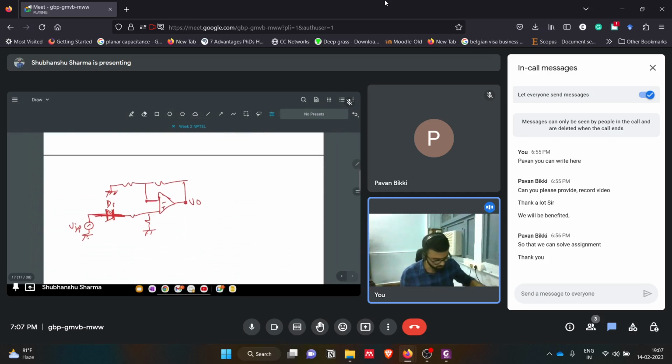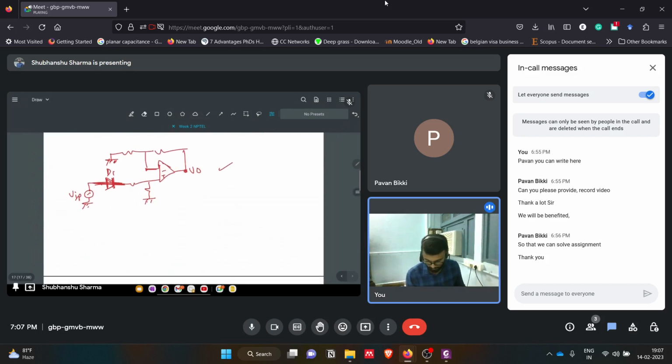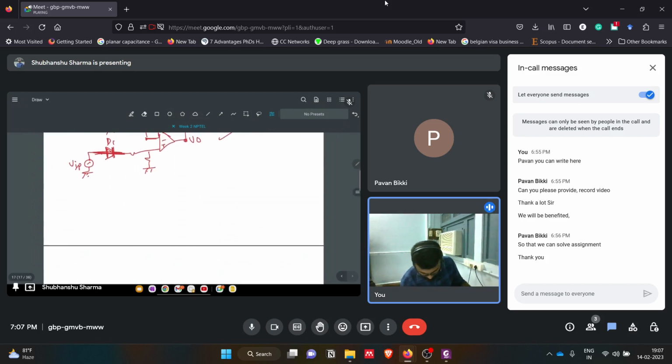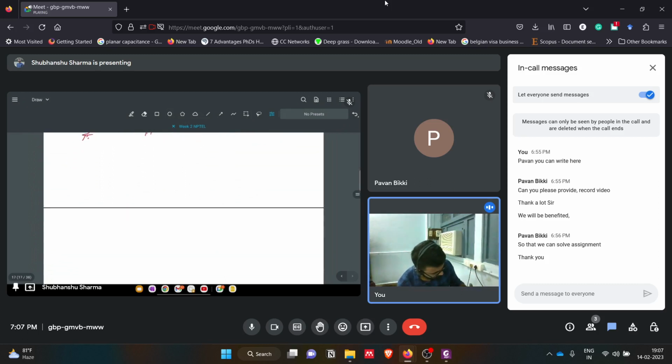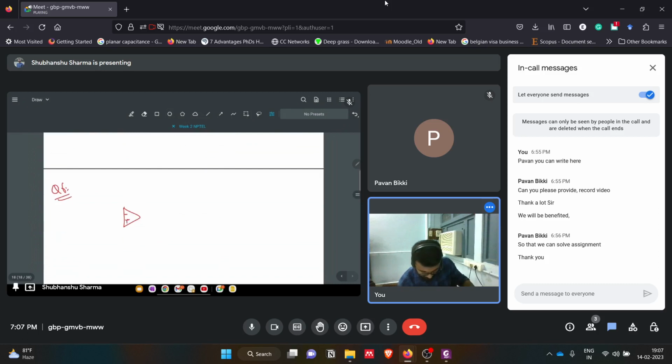Okay, so this was the question. What was this? Question 5. Yeah, so question 6, that was also a simple question. Question 6. We had a configuration like this, minus plus. One diode was also there, and one diode was here. This is the input, 1K, 1K.